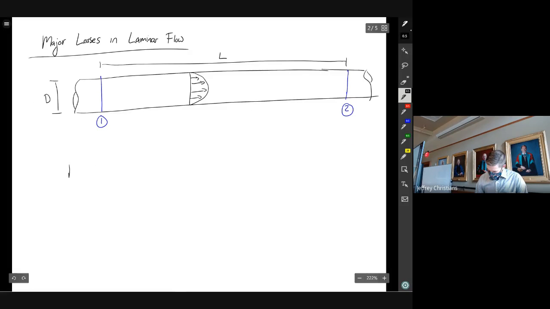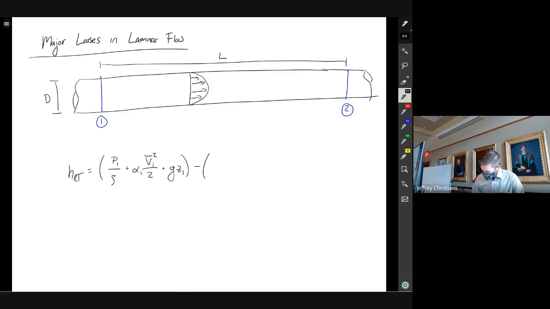Our losses, our head loss, is equal to P1 over rho plus alpha 1 V1 squared over 2 plus g Z1. So that's the energy that we have coming in at 1, and the energy that we have leaving at 2 is P2 over rho plus alpha 2 V2 squared over 2 plus g Z2. Okay, so that's our head loss equation.